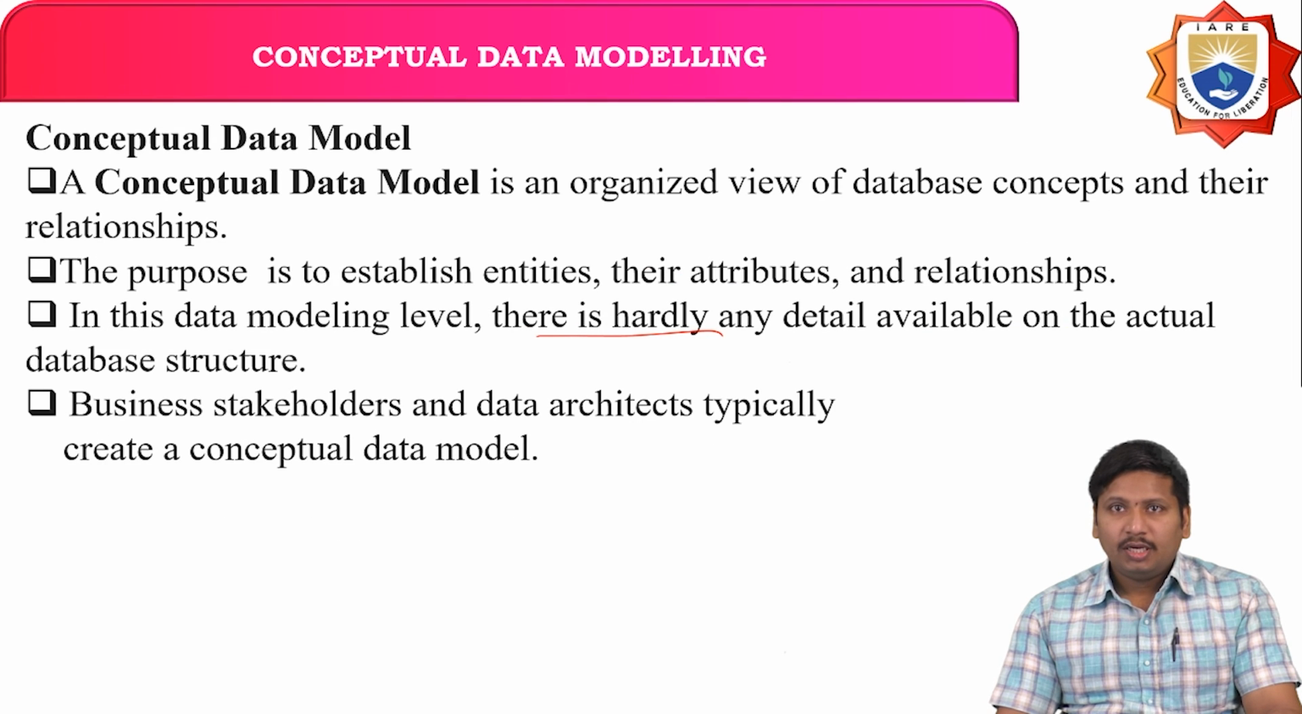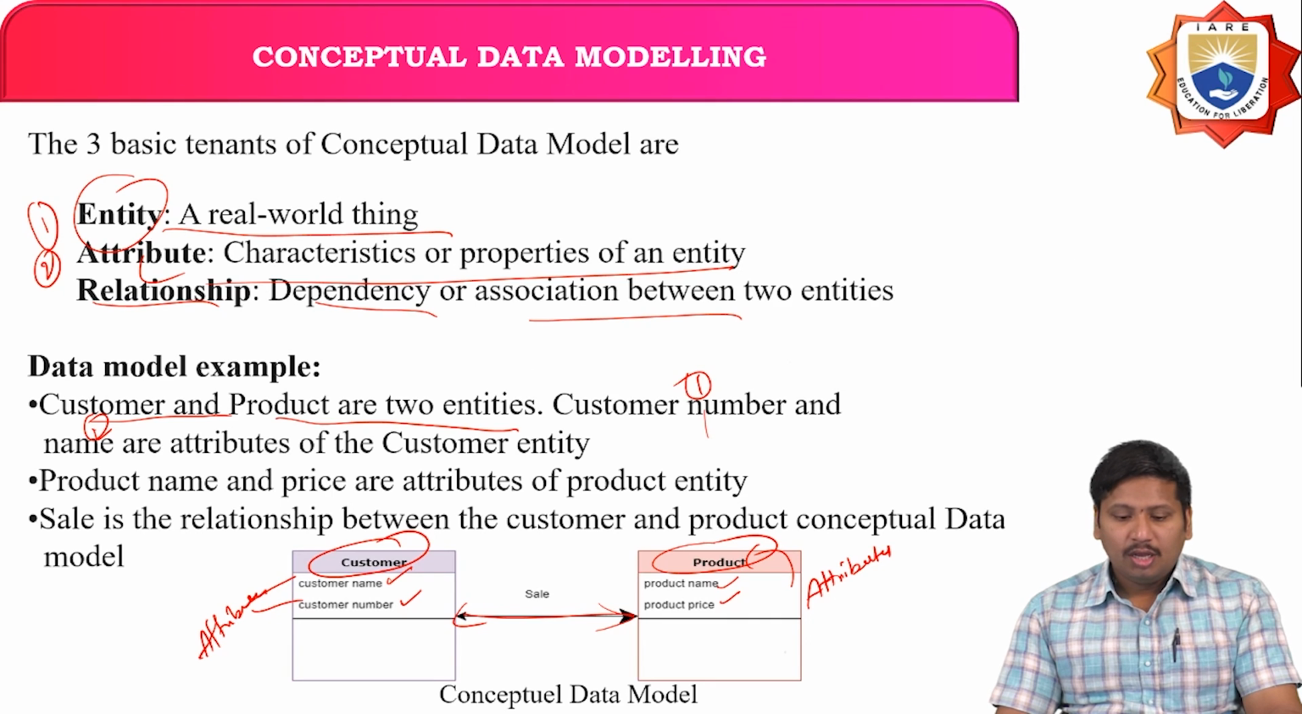Then the conceptual data model is mainly used for organizing the views of the various database concepts and their relationships. So the main purpose is to establish entities, attributes, and relationships. And the main tenets of this conceptual data model are entity, attribute, and relationship. Anything in the real world should be considered an entity, and the characteristics or properties of an entity are called attributes, and the relationship normally between two entities is a dependency and association relationship.